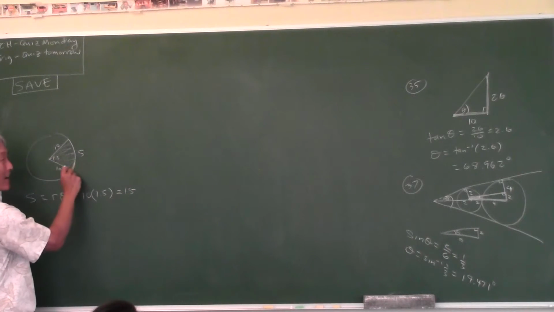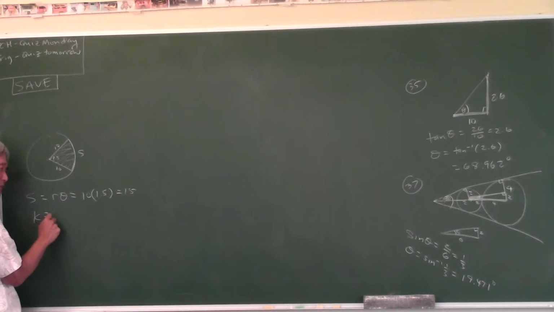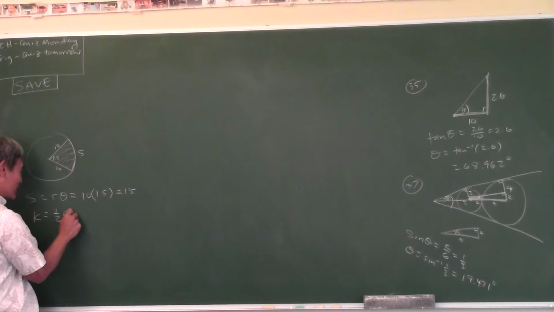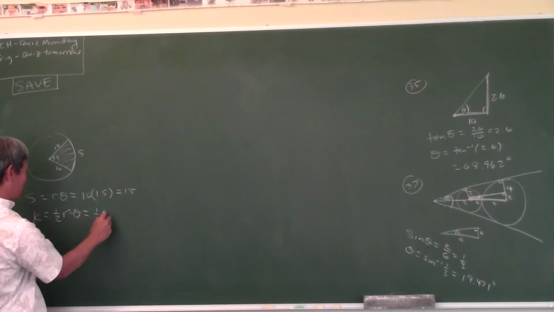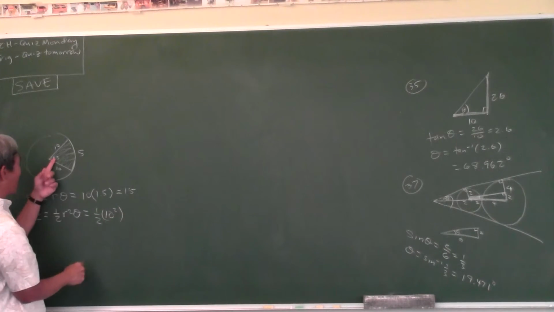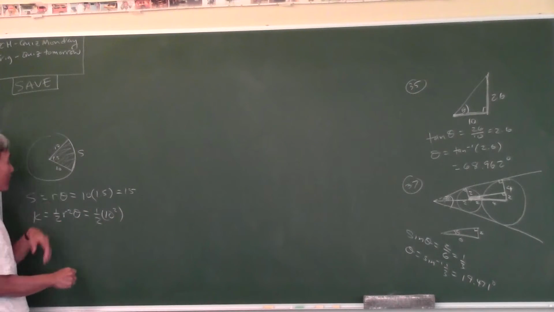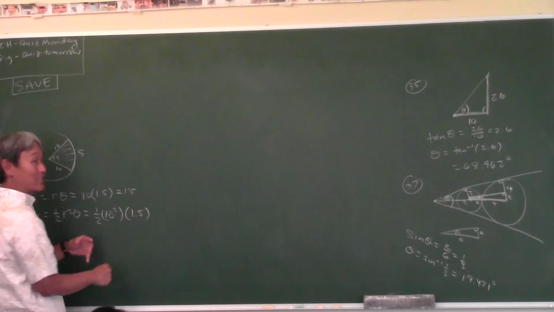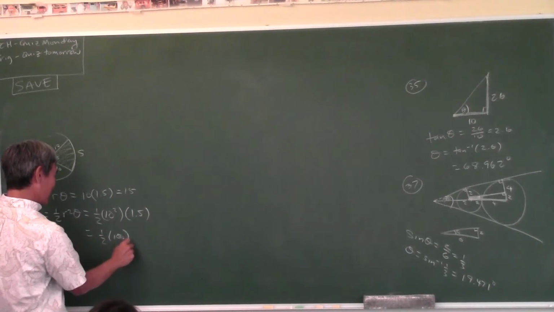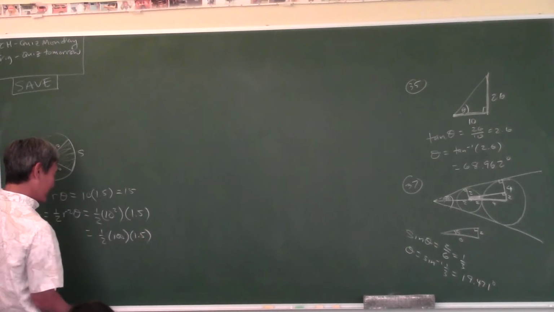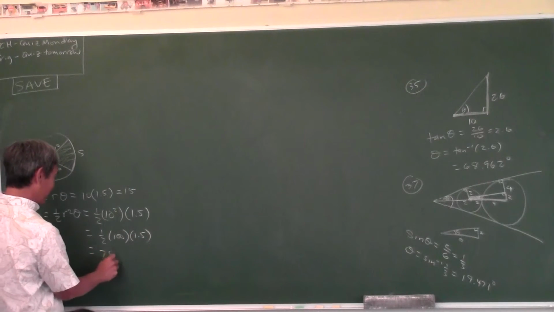Now, how do you find the area of the sector? What's the formula? 1/2 r squared theta. So 1/2, what's the radius? 10. 10 squared times the angle measured in radians, 1.5. That's your answer. So what is that? 1/2 times 100 times 1.5, 75.